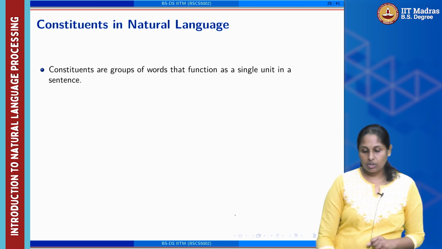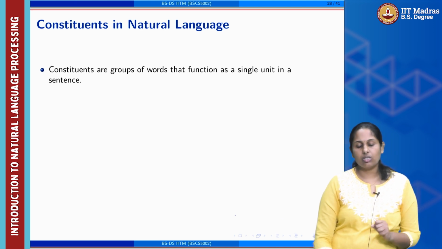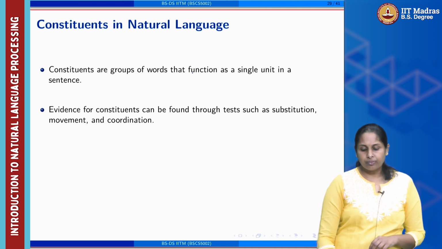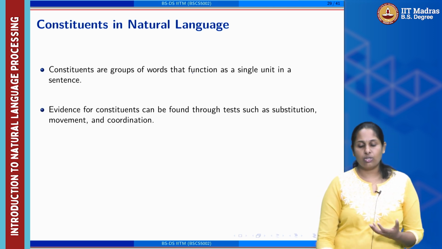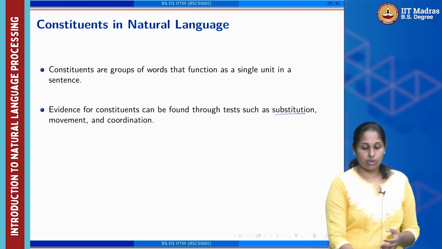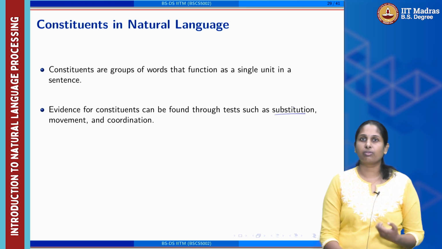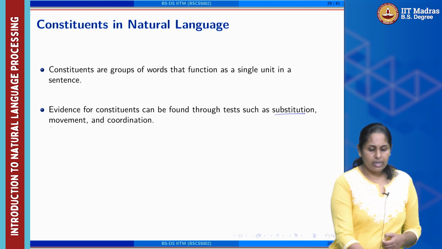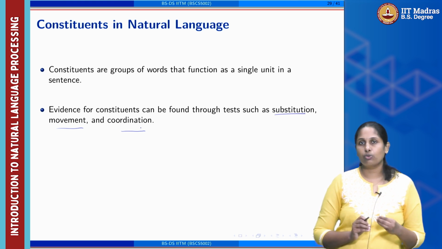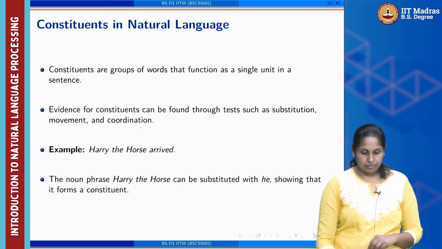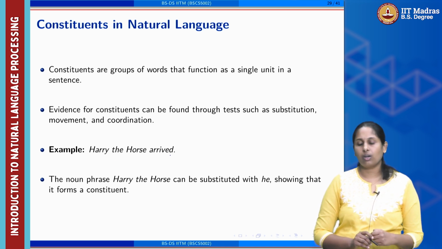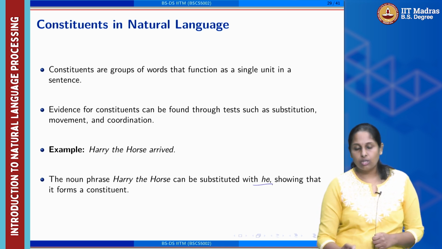Now what are the constituents in natural language? Constituents are nothing but words that function as a single unit in a sentence. We can test them through different kinds of tests, like substitution, when you substitute the cat with it, and movement and coordination tests. These linguistic tests can help us make sure whether something is a constituent or not. In "Harry the horse arrived", Harry the horse can be substituted with he, showing that it forms a constituent.